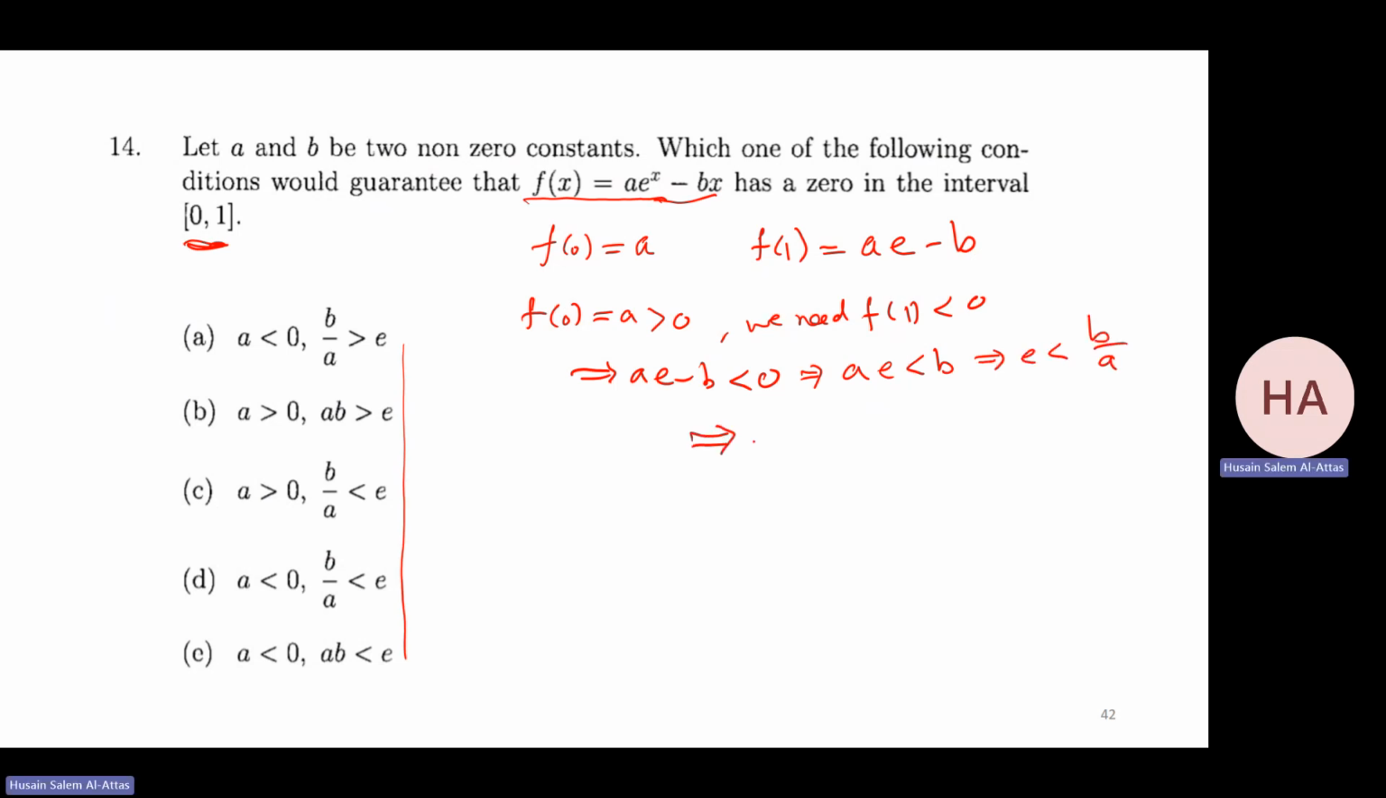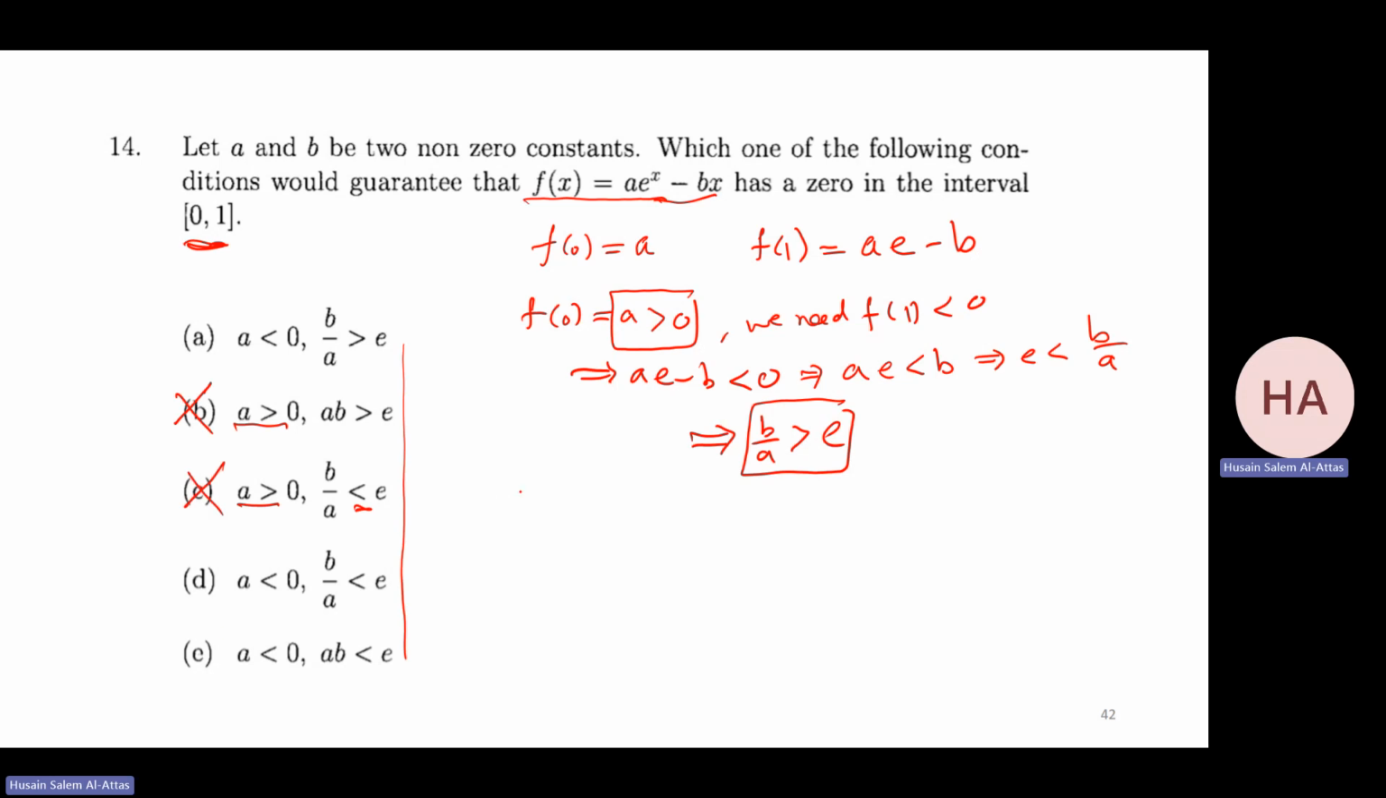So that means b over a greater than e. So you want a positive and b over a greater than e. a positive here, but I don't have this. This is wrong. a positive, b over a less than e. So this is wrong. That's it.